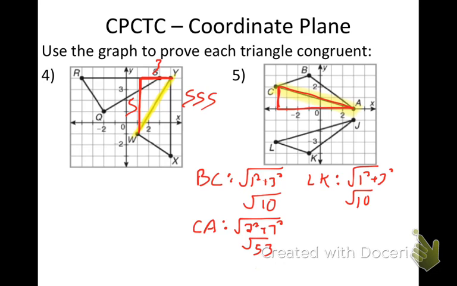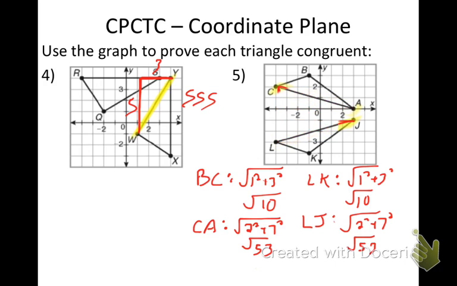Then I'm going to do LJ. So I have LJ here. What are the side lengths of LJ? 2 and 7. So I have the square root of 2 squared plus 7 squared. I get the square root of 53. Nice job.